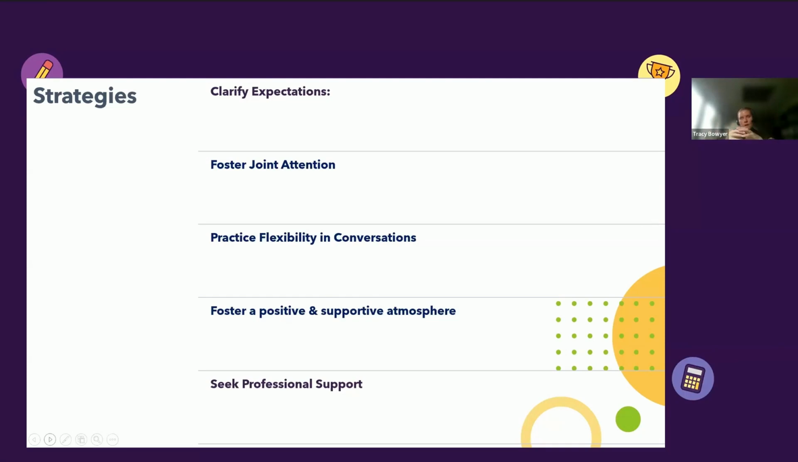I find for my children, what we tend to do is initially we'll start off talking about what they're interested in, and then I will introduce something else, and then they're happy to go and talk about something else. They quite often go back to what they're interested in, but just gently guiding them in terms of talking about other subjects, other topics. And then seeking professional support as well, and fostering that positive and supportive atmosphere.